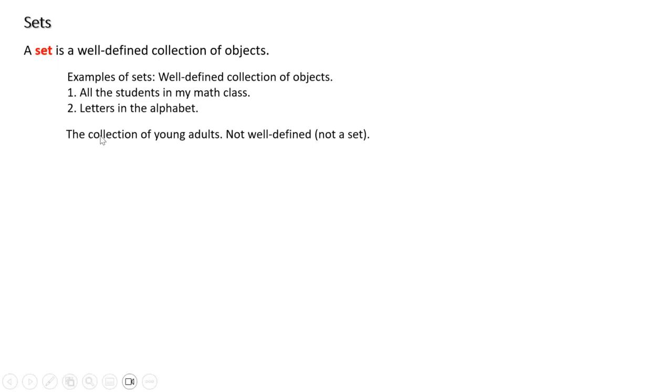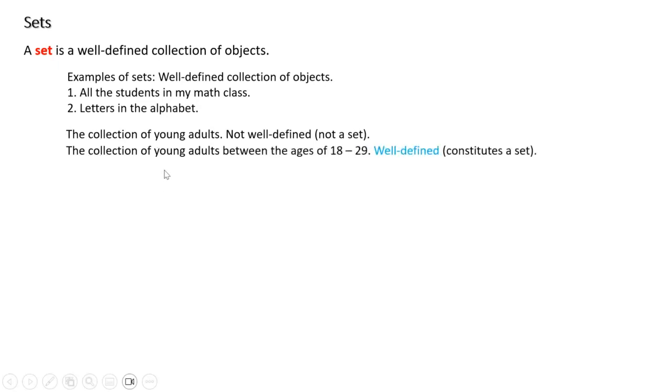Okay, now how can we make that a set? You see, we can make it a set by adding a few words to the statement. For example, the collection of young adults between the ages of 18 to 29. Because young adults, in the first one that's not defined, depends on what is considered young adults. Now it's well defined by saying the ages of 18 to 29. That's how a set has to be. It has to be well defined.